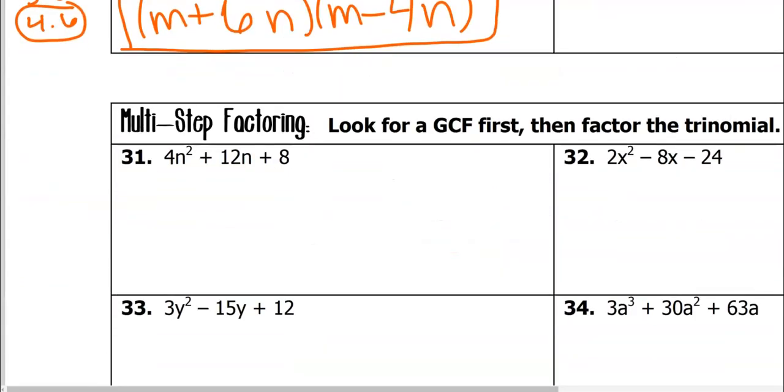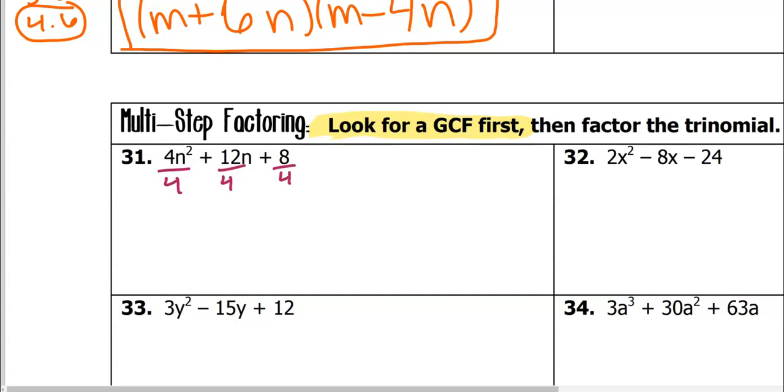All right, 31. We have 4n squared plus 12n plus 8. So it even gives you a hint. It says look for the GCF first. So this is telling you there is a greatest common factor. Okay? What can I divide all these numbers by? By a 4. I can divide all these by 4.